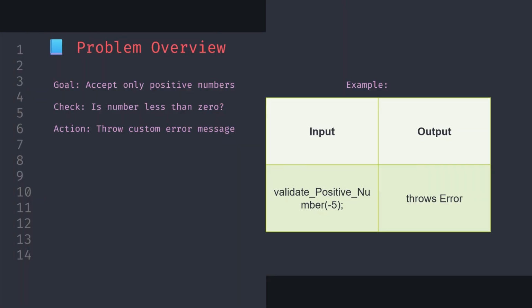In this task, we want to accept numbers only if they are 0 or greater. If the number is negative, we'll reject it by throwing a custom error. This helps us avoid invalid inputs early in our logic. We write a small validation function for this purpose.